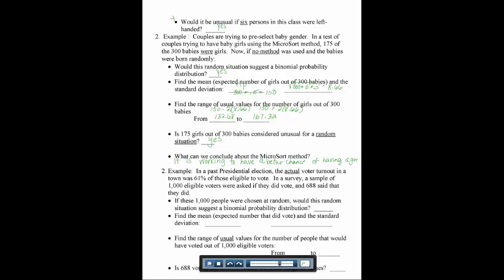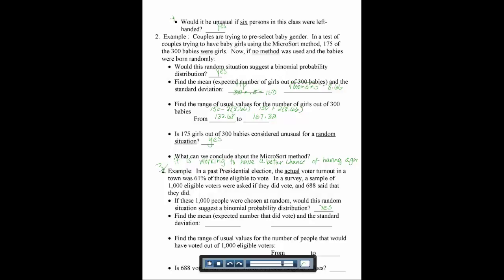Okay, and our last example, which should be labeled number 3 instead of number 2, says in a past presidential election, the actual voter turnout in a town was 61% of those eligible to vote. So that's we know who showed up. So it says in a survey, a sample of 1,000 eligible voters were asked if they did vote, and 688 of them said yes. Okay, so if these 1,000 people were chosen at random, would this situation be binomial? And the answer is yes. We've got a fixed number of trials. They either voted or they didn't. The trials are independent. And each person has a 61% chance of voting.